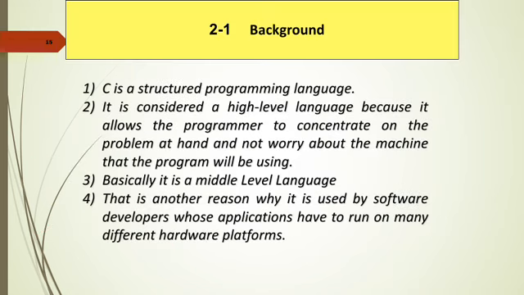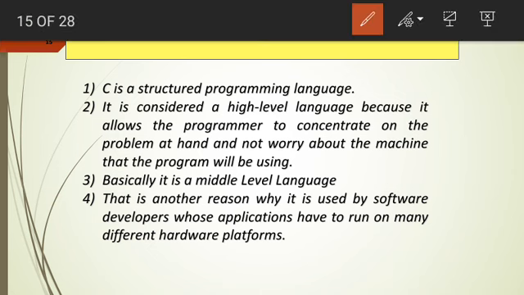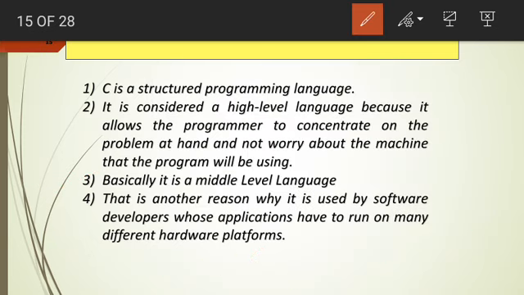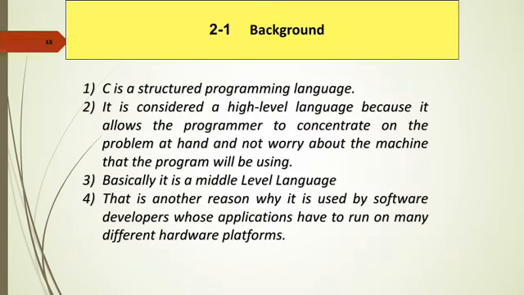Now we will see some basic terms. First of all, C is nothing but a programming language developed by Dennis Ritchie in 1972 at Bell Labs, and it is basically a middle level language, meaning it has the features of both the low level language and the high level language.